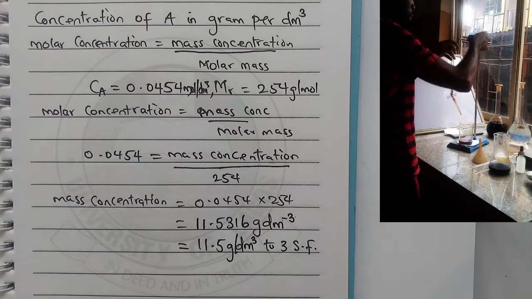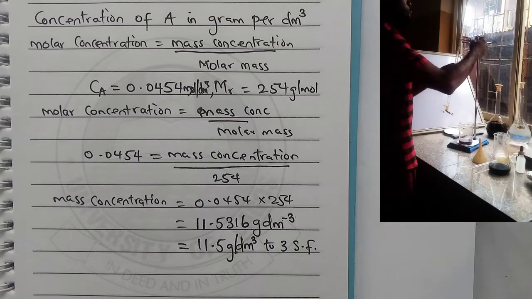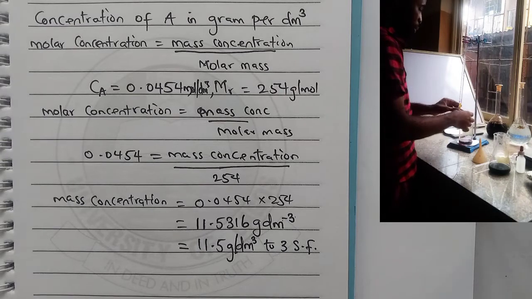Okay, let's go for the second question that looks like this. We are going to do nearly the same thing as what we just did here. Therefore, work with me as we go with that. A is a solution obtained by dissolving 25.4 grams of impure sample of iodine in aqueous potassium iodide, and the solution made up to 1 dm cube.